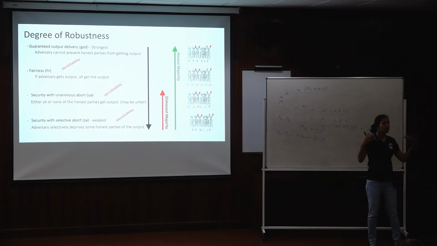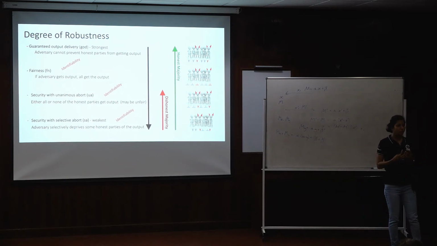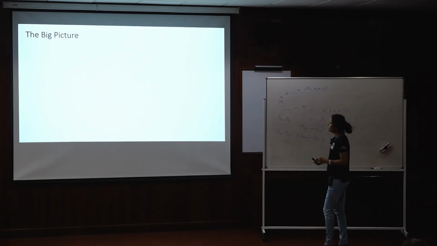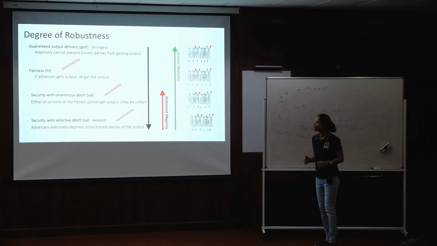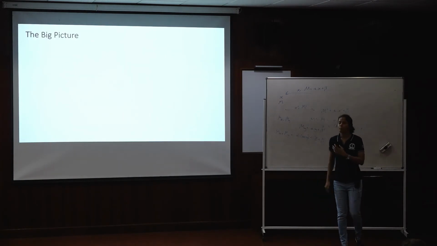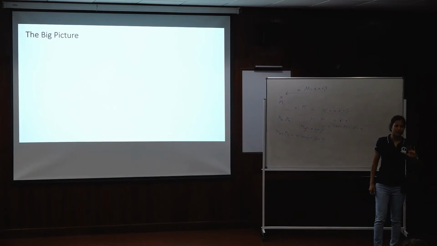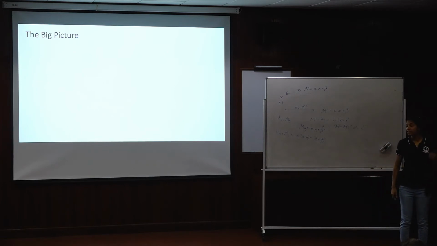So if you have a majority of the parties honest in your population, then you can achieve stronger security notions like fairness and guaranteed output delivery. Okay, so let's see the big picture now. We have talked about two classes of protocols, honest majority and dishonest majority, and the various security notions based on the amount of robustness that we expect. Now let's see the big picture.